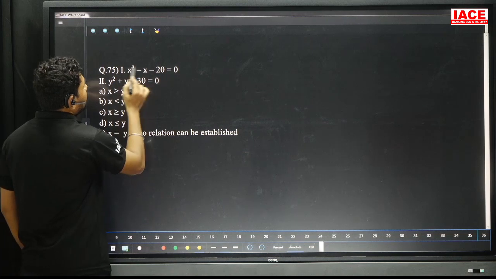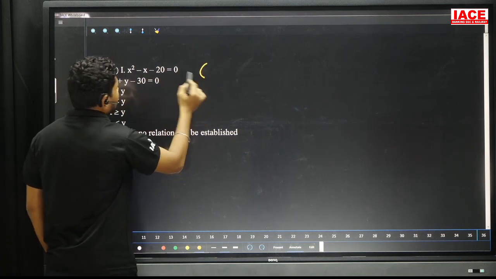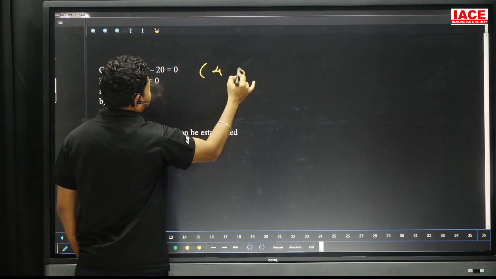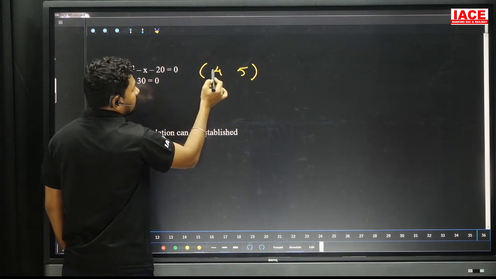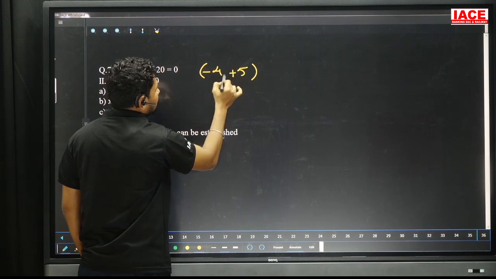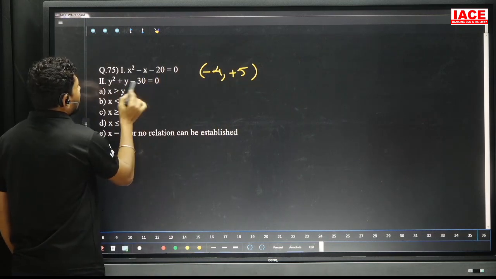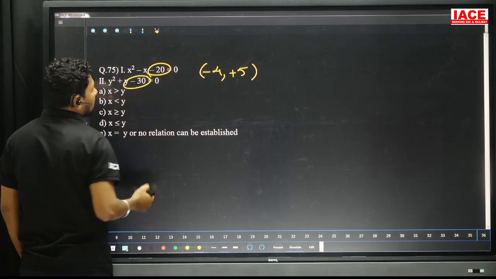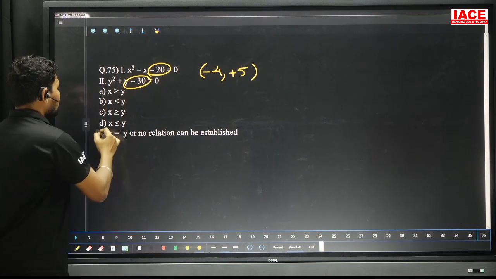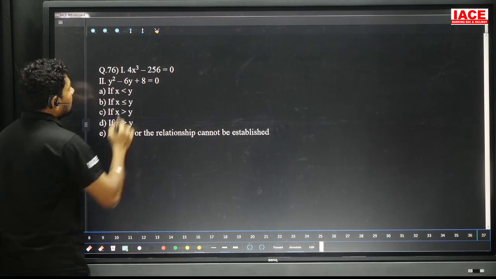Next, x square minus x minus 20. Here the factors of 20: we can write 4 fives, 4 fives are 20, and the gap between 4 and 5 is minus. But I need minus, which means minus 5 plus 4. Before going to the factors, here the constant minus 20 is contained, so the answer cannot be established. And next, minus 256.